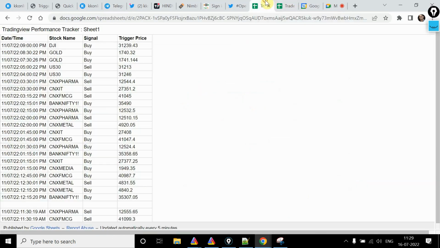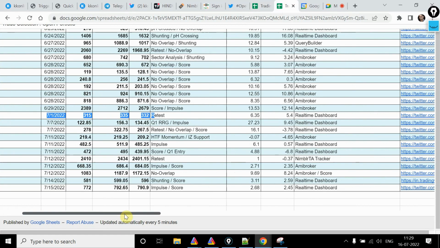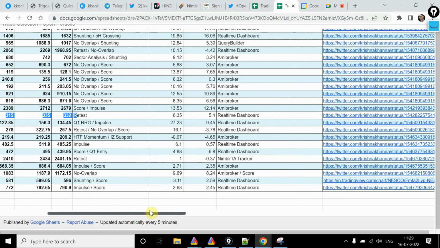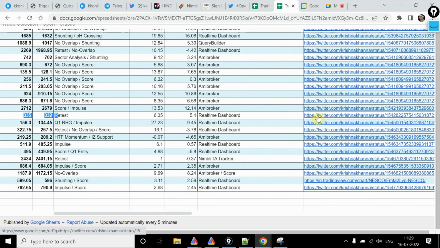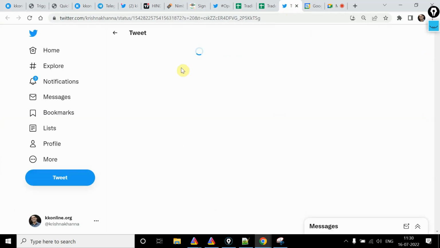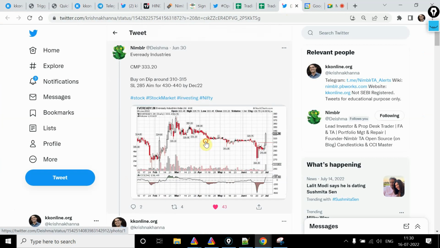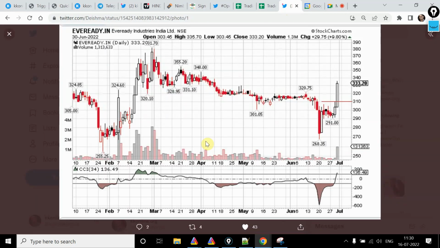Similarly, how do we trade with it? Let me take a recent example of Everready. Everready is one of the stocks which was entered at around 315 and later on it is at 332 as of now. So how this was done, if you see, this is the reference. This was a stock which was recommended or suggested by Dishma. So over here, for example, this is a chart which we have, right? And on this chart, this is a level, somebody did their analysis.